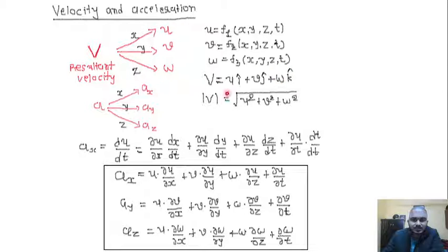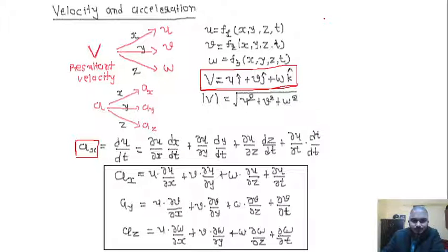And the resultant velocity in vectorial form is given by this formula. And in form of magnitude it can be written as square root of u square plus v square plus w square. Similarly, we can have the acceleration, and the components of acceleration are ax, ay and az. So now let's say that we need to obtain the acceleration component in x direction.